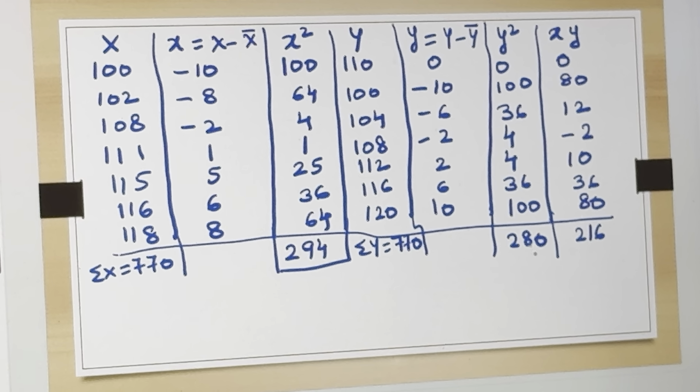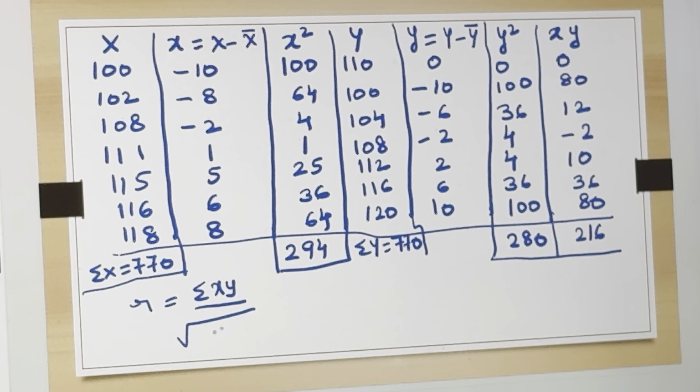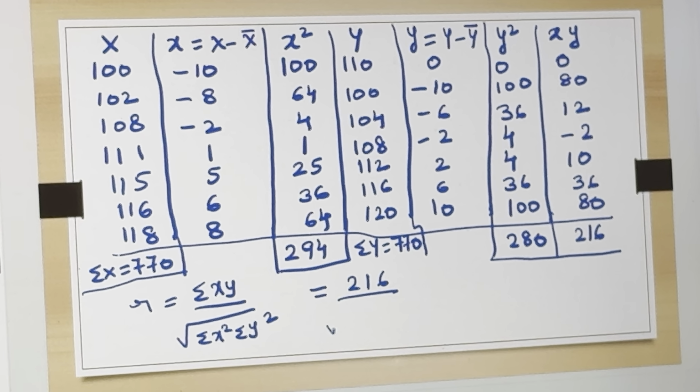Okay? So now what you are going to do? You will have to apply the formula. Formula क्या है? R is equal to summation x into y upon under root of summation x square into summation y square. Okay? Now we will be substituting the values. Summation xy कितना आया है? 216 upon under root of summation x square is nothing but 294 into summation y square is nothing but 280.